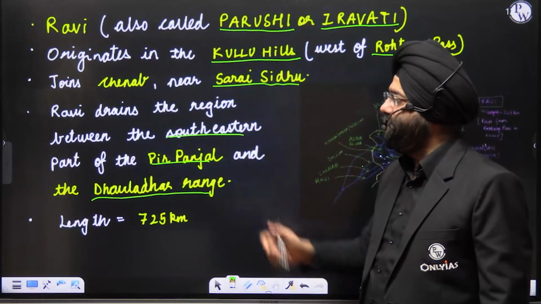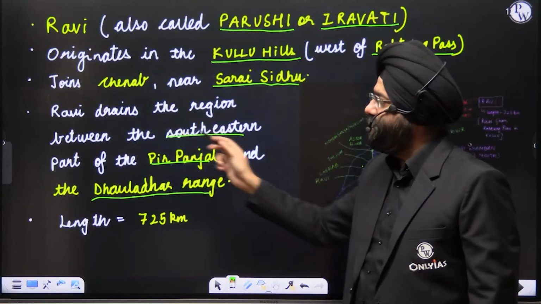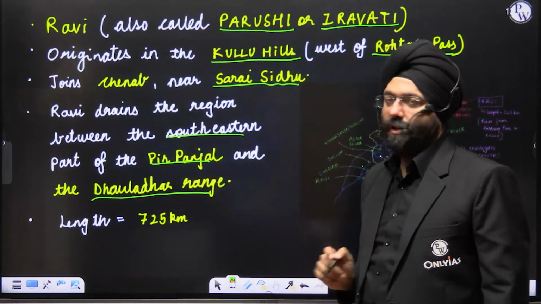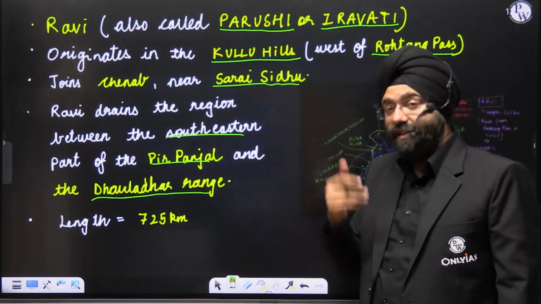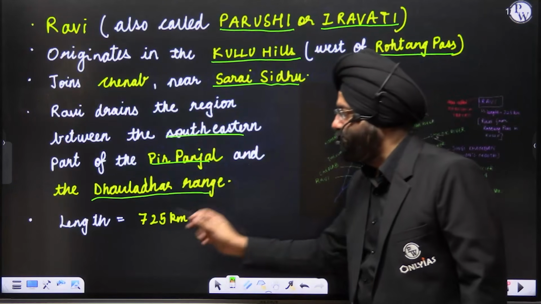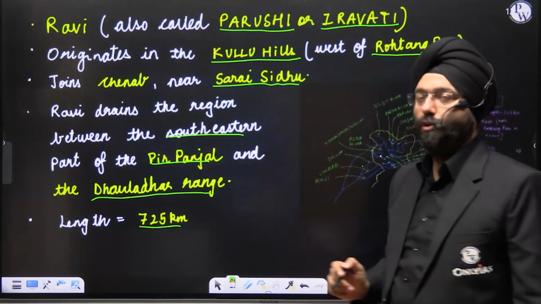When we're talking about Ravi, we are saying that region between the southeastern part of Pir Panjal and the Dhauladar range. This can again be asked. It has been asked, so it becomes important. Length is 725 kilometers. Clear?